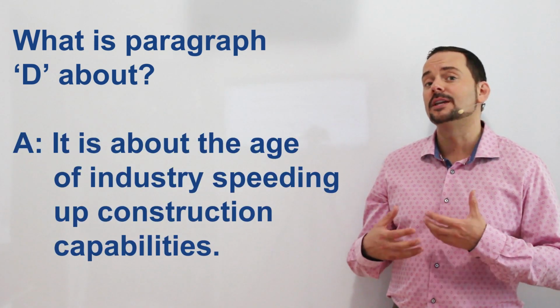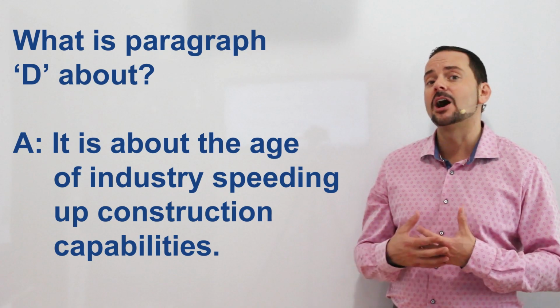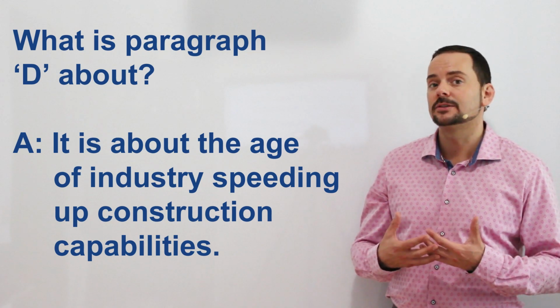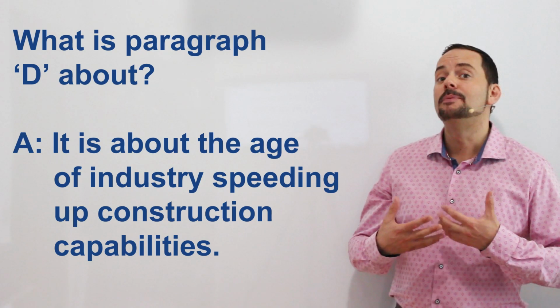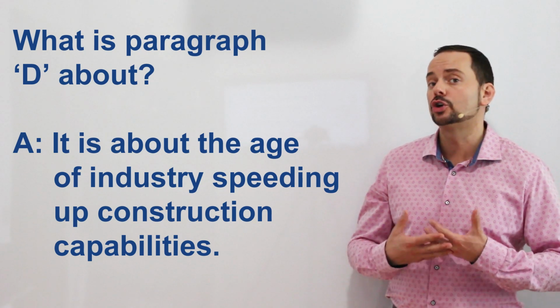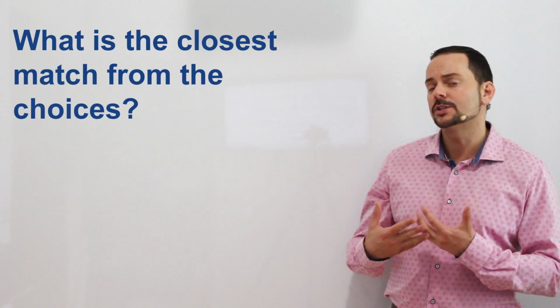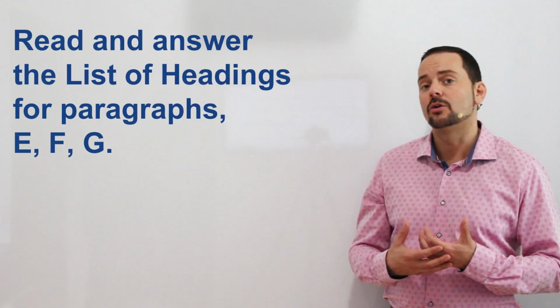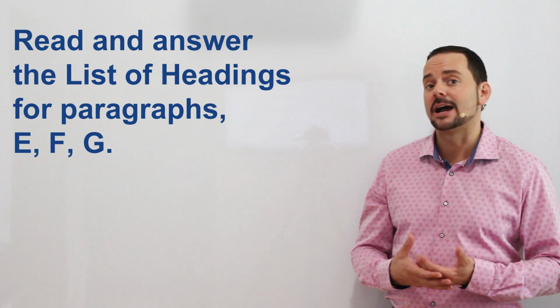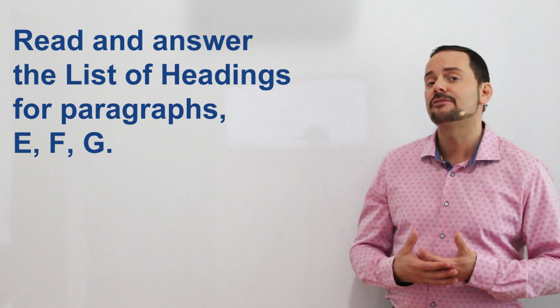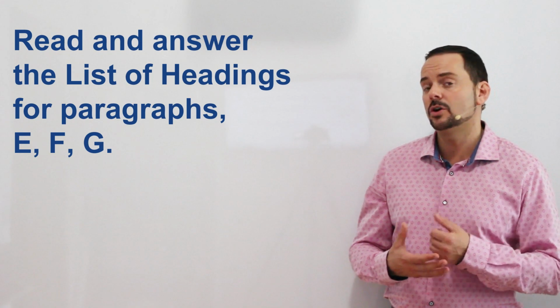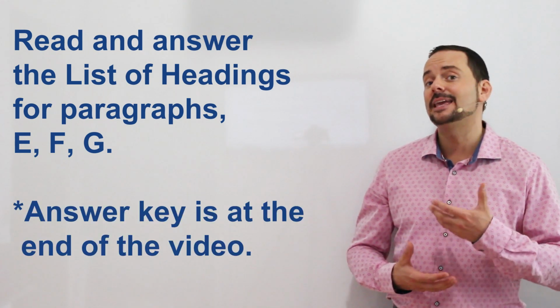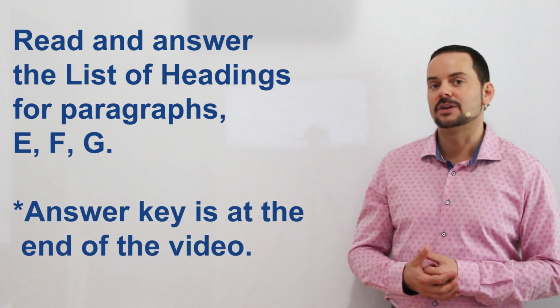It is about the Industrial Revolution and how it really quickened the development of building taller and taller structures. What's the closest match? Roman numeral 9, the industrial acceleration. Fantastic. Now, here are the remaining paragraphs, E, F, and G. Do these on your own and find the answer key at the end of this video.